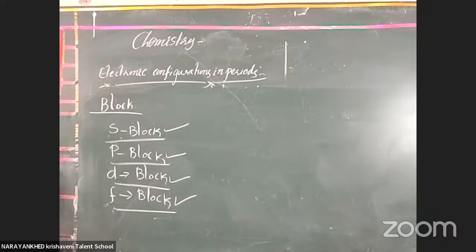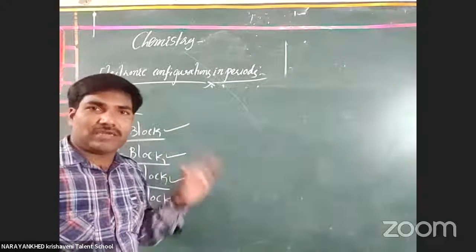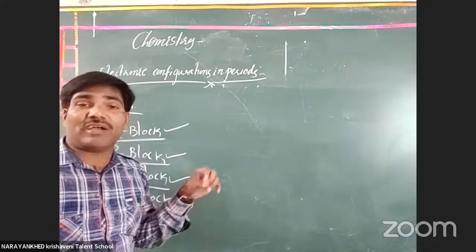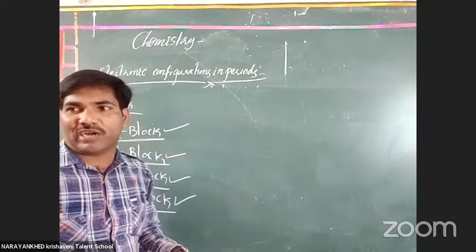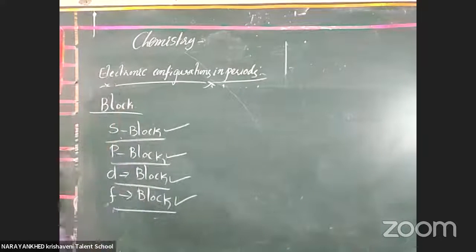Which one is called an s-block element here? The elements whose outermost electrons are contained in the s orbital. Okay, clear or not? Which one? Those whose outermost electrons are in the s orbital are called s-block elements. Got it or not? Whatever outermost electrons are contained in an s orbital, that is only called what?